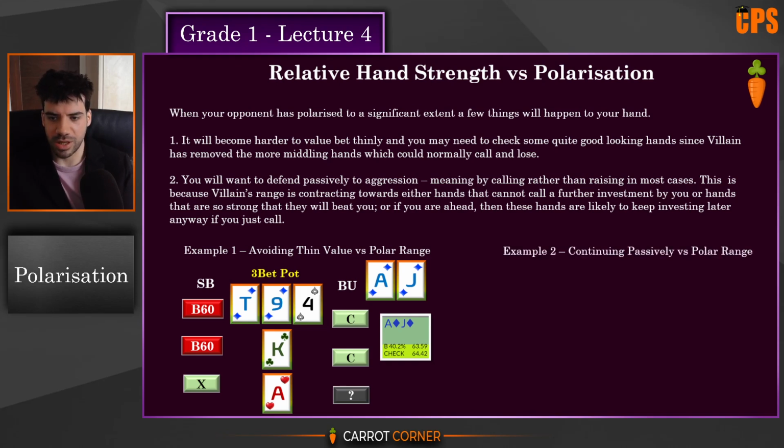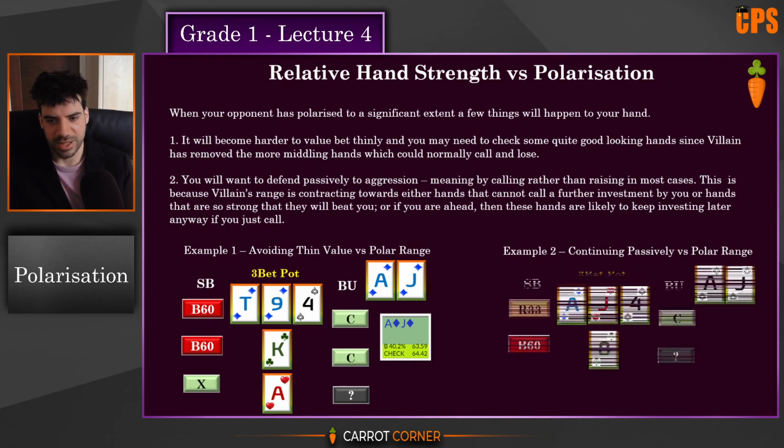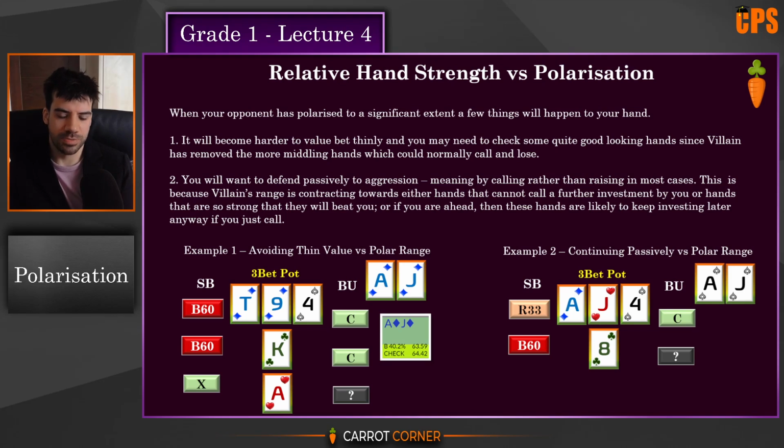Example 2 is about continuing passively against the polarized range, especially where your urgency to build the pot is lower. In this spot, another 3-bet pot, small blind versus button. This time button has ace-jack and has two pair, calls the flop range bet. Small blind has elected to bet all of his or her range on this node on the flop. Button calls, and we head on to the 8 of clubs turn. Small blind then barrels for 60% pot, and the button has a decision with the ace-jack.